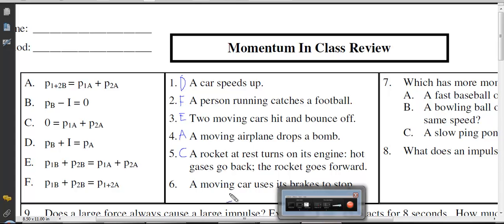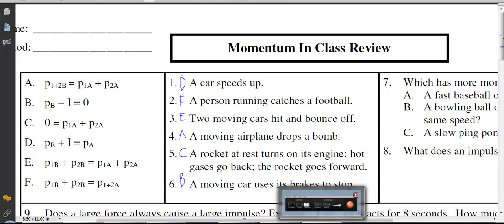And then for this one here, it says a moving car uses its brakes to stop. So moving car, we've got momentum, uses its brakes, that's a negative force because it's opposing the motion, and it stops. So at the end, when there's no velocity, there's no momentum, so it would be B for this one.